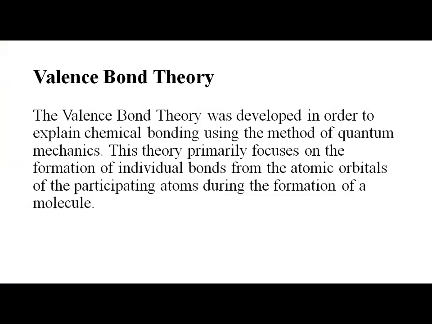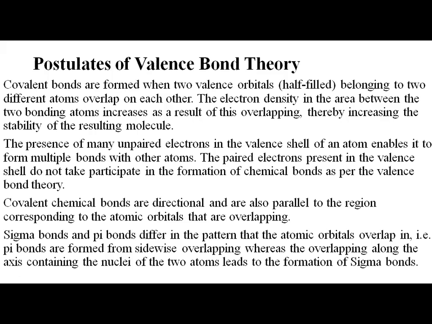Next concept, valence bond theory, which is abbreviated as VBT. The valence bond theory was developed to explain chemical bonding using the methods of quantum mechanics. This theory primarily focuses on the formation of individual bonds from atomic orbitals of participating atoms due to formation of a molecule. Okay, so what is valence bond theory and what does it explain?